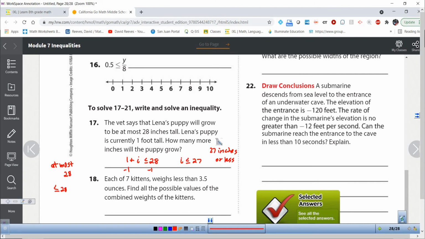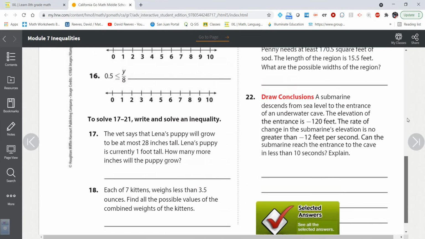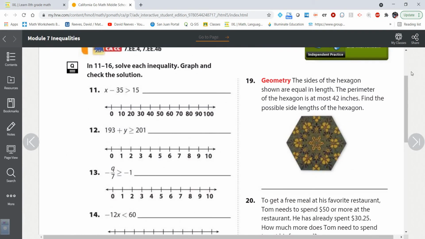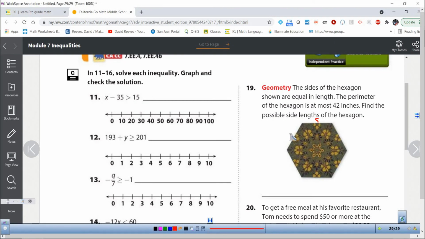How about, let's skip over to this one right here. Geometry. The sides of a hexagon shown are equal in length. The perimeter of the hexagon is at most 42 inches. So I'm going to call each of these S. It says they are all the same. Perimeter implies we're going to add all those together. Perimeter is the distance around the outside. So it's a hexagon, so there are 6 of them.